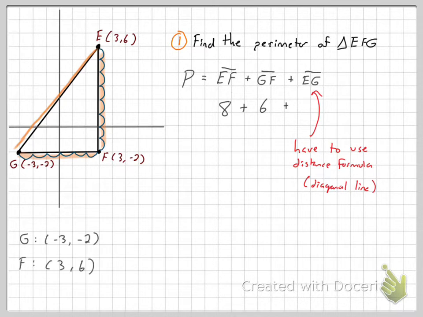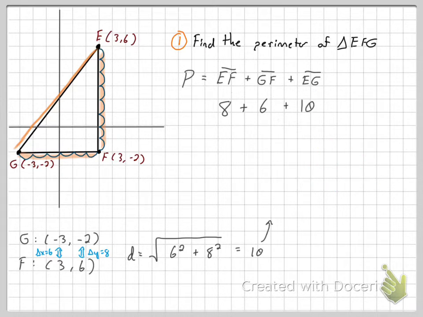So I have my coordinates for G and F, so I'm going to use the distance formula. The change in X is 6 because there's 6 units from -3 to 3. So I'm going to do 6 squared there. And then the change in Y is 8 units going from -2 to +6. So in my calculator, I'm going to do the square root of 6 squared plus 8 squared, and I get 10. So finally, my perimeter for that triangle is going to be 8 plus 6 plus 10, which is 24 units.